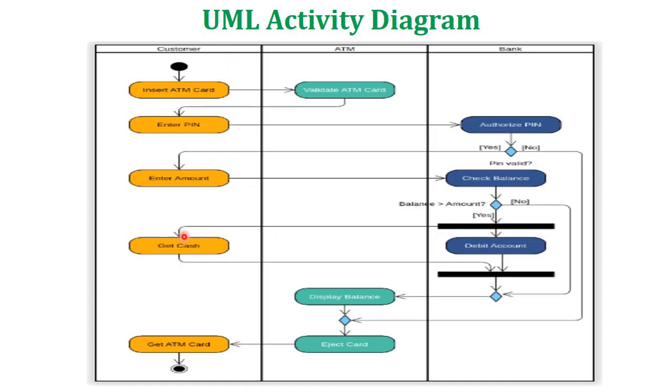At the same time, we will get the cash. After getting the cash, it will come to here. Then the debit state also comes here. Both are joined, then it will produce one state. After that, it will display the balance. Then it will go to the next state, eject the card. Then finally it will go to the next activity, get the ATM card. Then finally it will connect with the final state of the action.